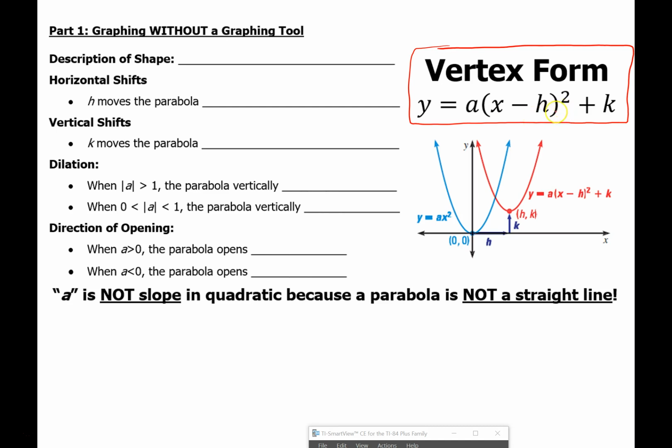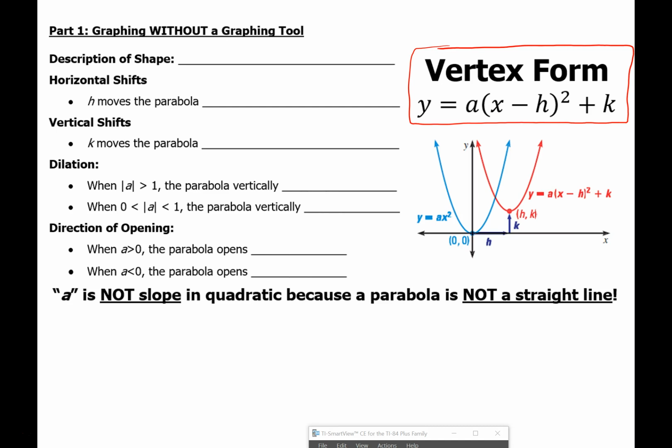You still have h inside of the brackets. This time we have parentheses with a square instead of absolute value bars, but it's still with the x variable. On the outside of that, we still have the a value being multiplied out front, and we have k being either added or subtracted on the equation as well. So a, h, and k are going to do the same things that they did in our previous unit.